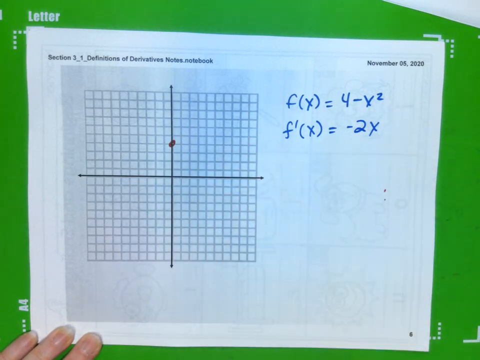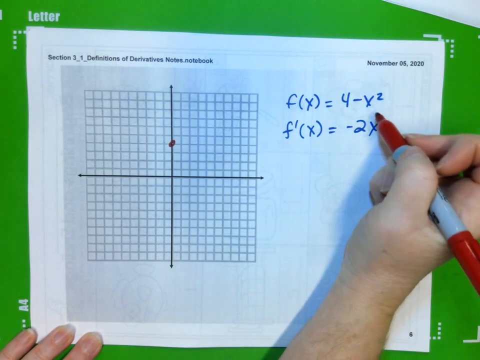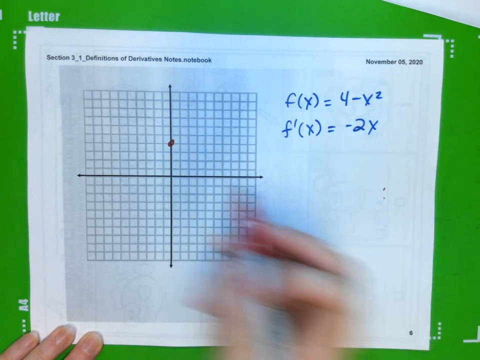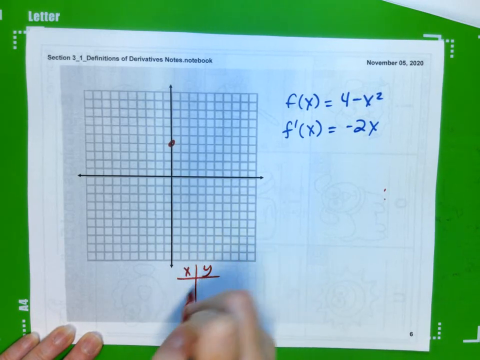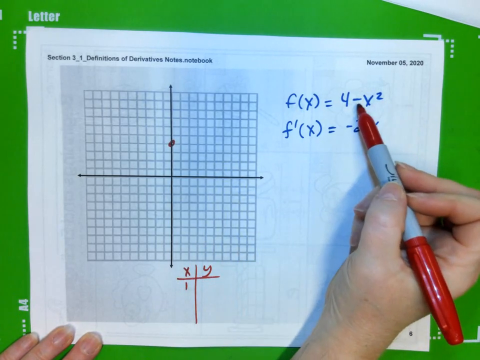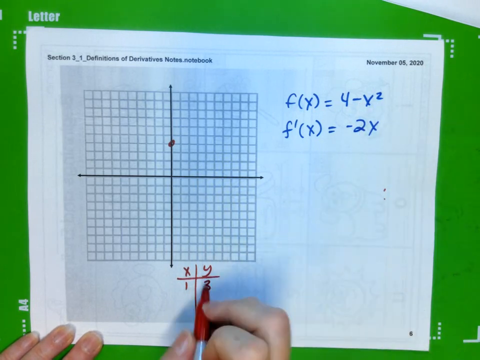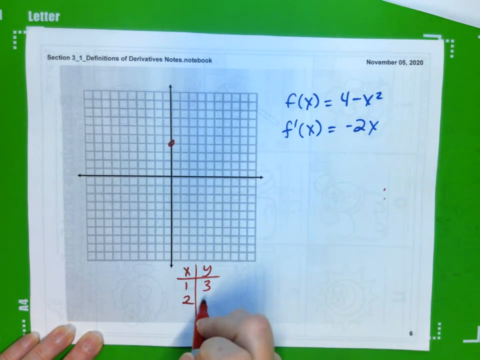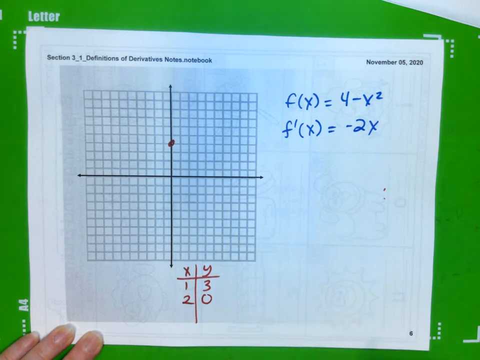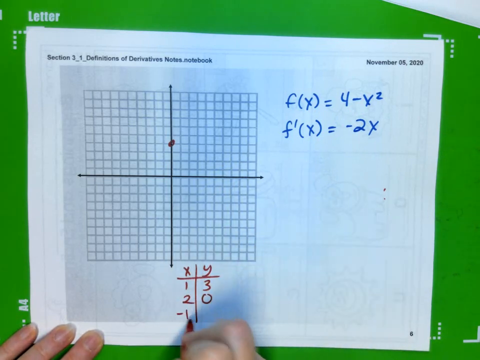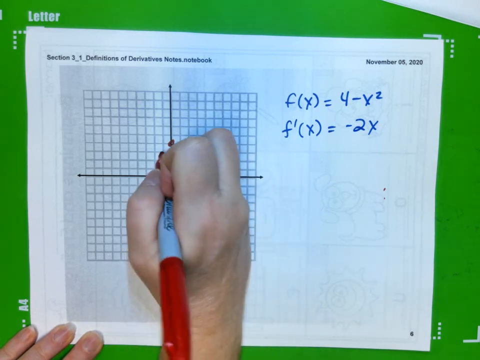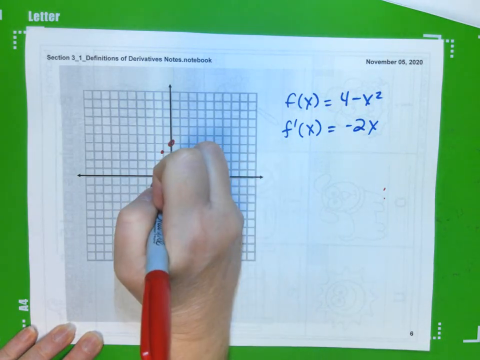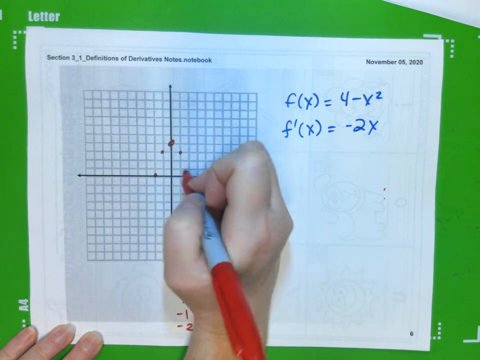And I'm going to come up with some other points here. So I know that if x is 0, y is 4. What if x is 1? If x is 1, 4 minus 1 is 3. If x is 2, 4 minus 4 is 0. Same thing is true for the negatives, right? So negative 1 would be 3, and negative 2 would also be 0. I just want to know what my graph is going to look like. So I'm going to go here, and I'm going to go here. Okay, so here's my parabola.